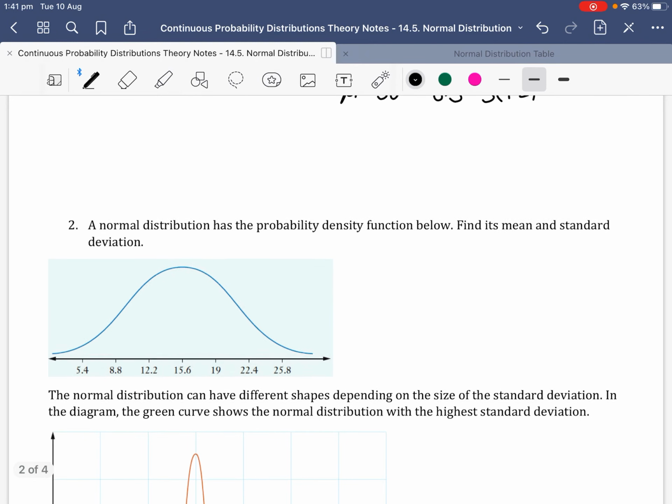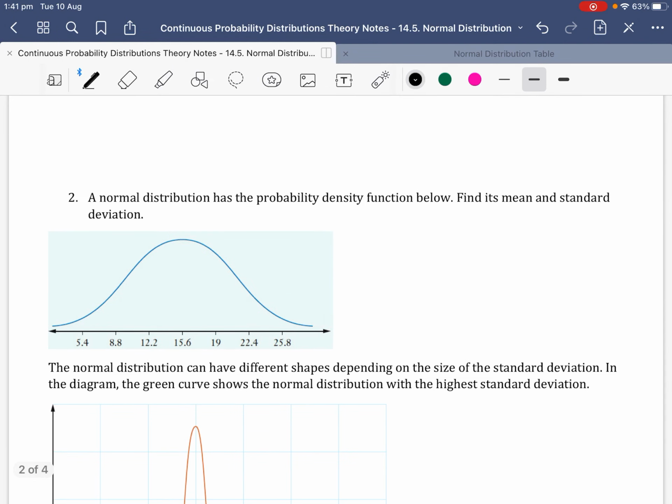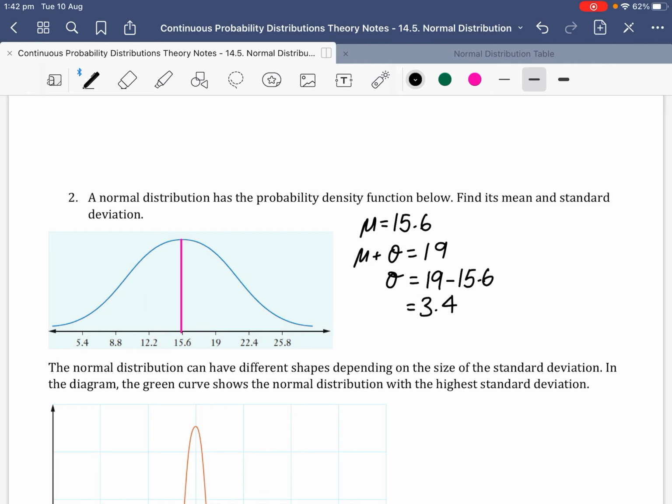For example 2, we have a normal distribution with the probability density function below. Find its mean and standard deviation. So the mean is always at the highest point. So in this case, our mean is going to be 15.6. To then calculate our standard deviation, we have our mean plus 1 standard deviation is 19, which is this value here. So to find our standard deviation, it equals 19 minus our mean of 15.6, which is equal to 3.4.